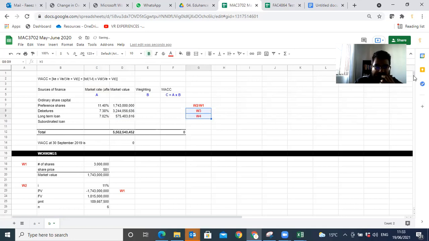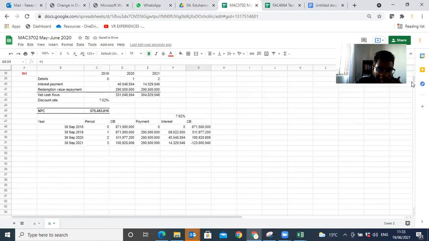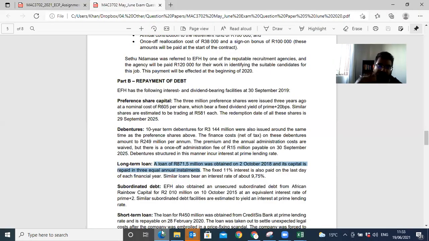Now we come to the last one, which is a subordinated loan. So under the subordinated loan, it's still under preference shares and debt. So when you deal with preference shares and debt, what do we do? You identify what is given, and then you calculate what is not given. So here they say, H also obtained an unsecured loan from African Bank for 2 billion on 30 September 2015 at an equivalent interest rate of prime plus 2. Similar loans are yielding a prime lending rate.